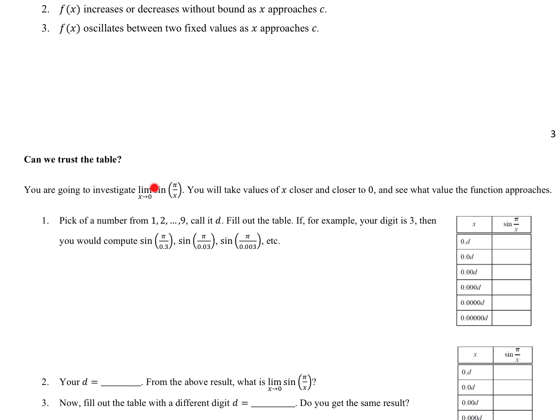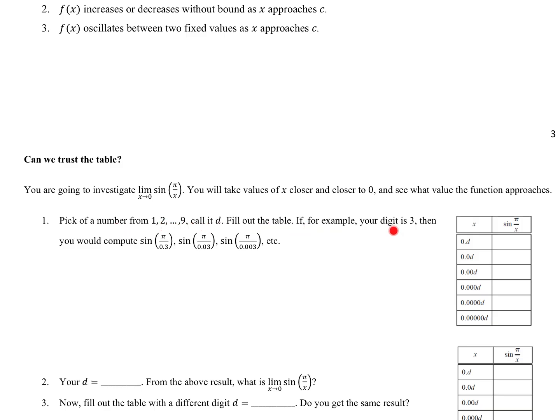So here's what we are looking at, sine of pi over x when x is approaching 0. So when x is approaching 0, this is definitely not defined, because when x is 0, this is pi over 0, which is not defined, right? But we want to see the limit. How do we do that? We are going to create a table. You will take values of x closer and closer to 0 and see what value the function approaches. So here, pick a number from 1 to 9, call it d, and fill out the table.